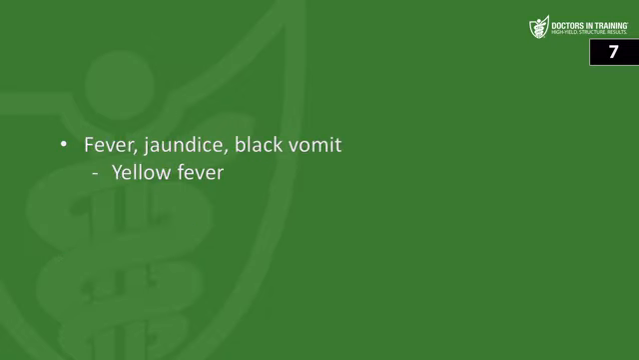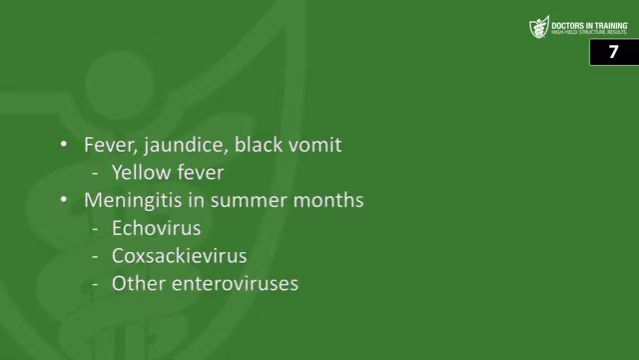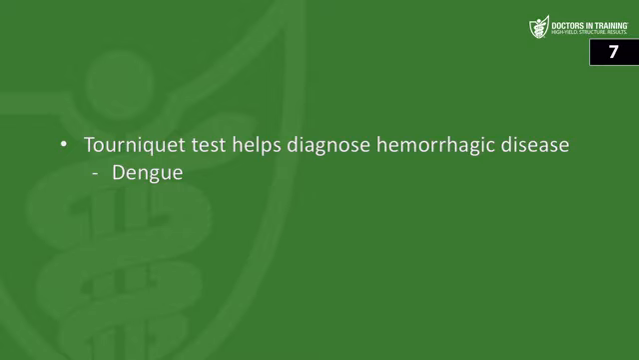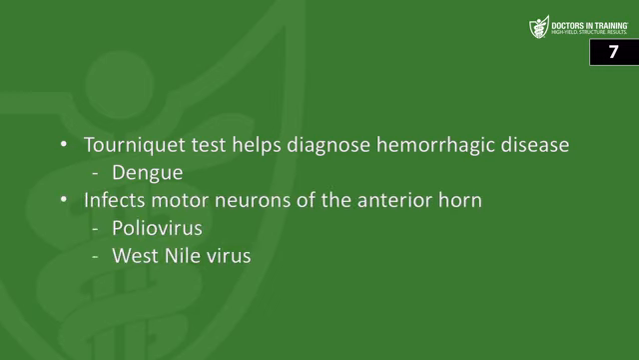Fever, jaundice, black vomit, or hemorrhagic disease and liver disease and renal disease, that's yellow fever. Meningitis in summer months, think about the enteroviruses here. Think about echovirus, particularly if it's associated with swimming pools, but also think of Coxsackie virus and other enteroviruses. Tourniquet test is the diagnostic used for hemorrhagic disease, and that's in dengue. And the virus that infects motor neurons of the anterior horn, that's both polio and West Nile virus.